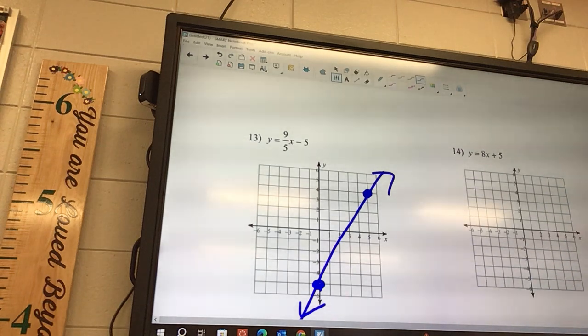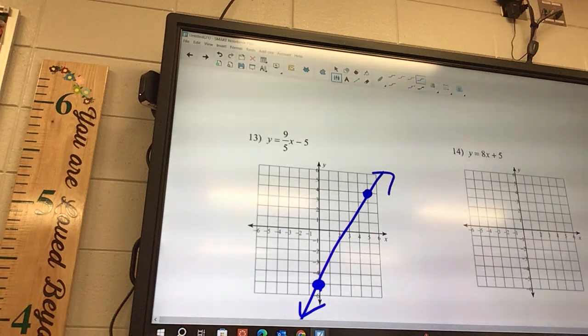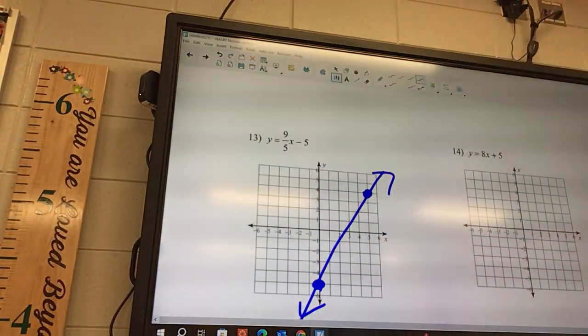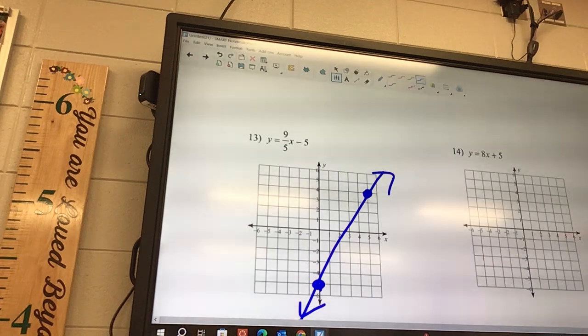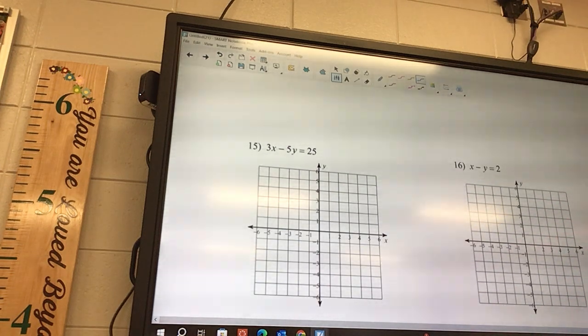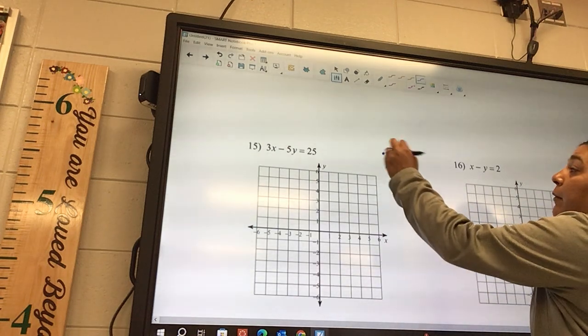Okay, look at 15. Okay, 15 looks a little bit different because it's not in the slope-intercept form. So in order for us to graph, it needs to be in slope-intercept form, which is the y equals mx plus b, which is what we did on number 8. So the steps are still the same, so you're going to have to do the work off to the side, okay? So our first step is always to do what? We're trying to get y by itself, so what is our first step? Subtract the x's.